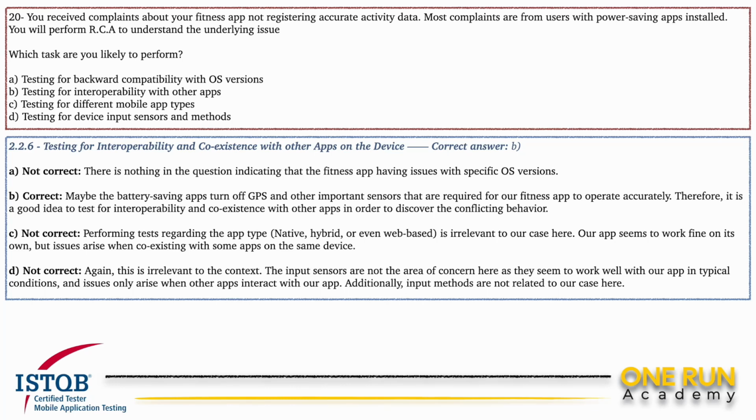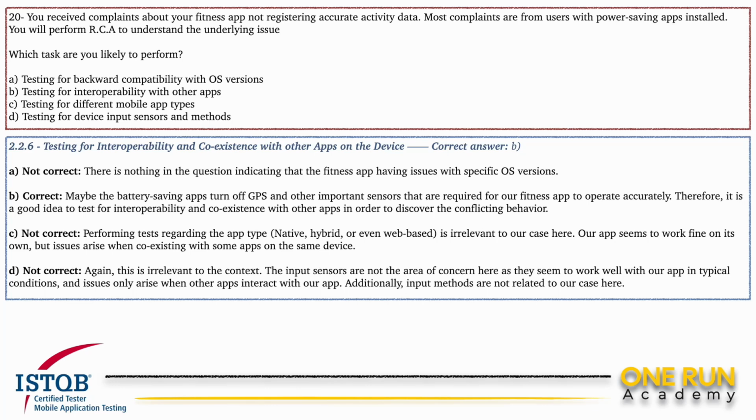Now, when we move on to option B, we can see that it is the most relevant task. Why? Because power-saving apps may turn off GPS and other important sensors required for the fitness app to operate accurately. The solution? Testing for interoperability with other apps will help identify if the power-saving apps are causing conflicts by disabling necessary sensors or services that the fitness app relies on. Therefore, we will consider option B the correct answer to this question, for now.